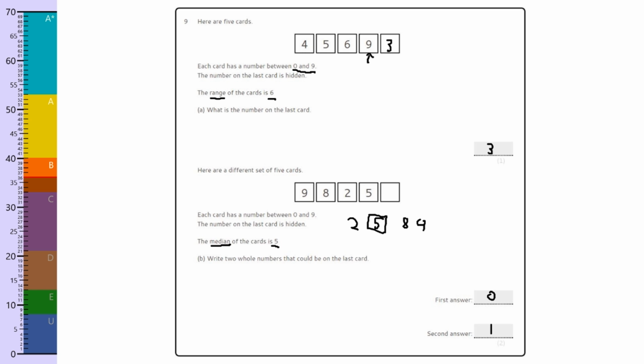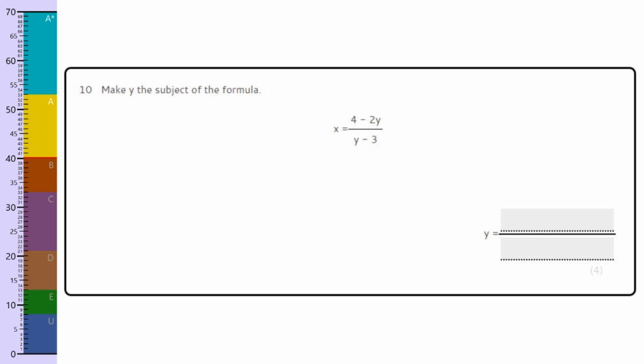Quite simple. So we're halfway through a B grade. If you got this correct, let's move on. And question 10, our first A grade part of the exam, part of the practice paper. So if you'd like to pause the video now and have a go.